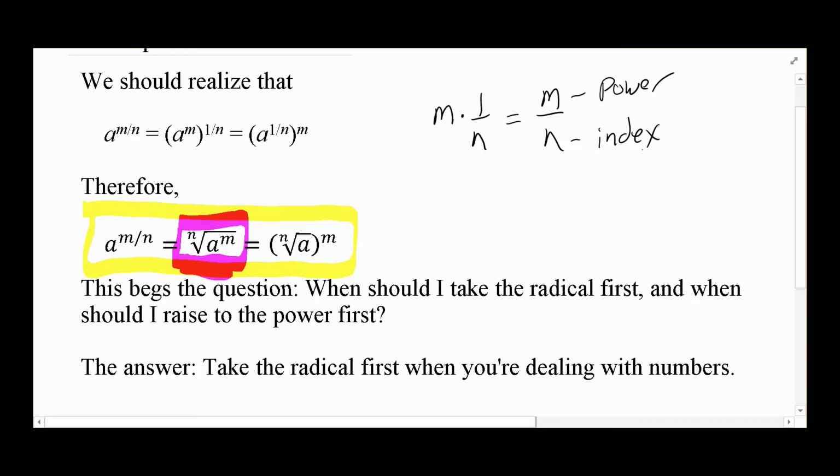And the easy way to remember this is to think about what's new. We've always done x squared before. X squared as a fraction is 2 over 1.